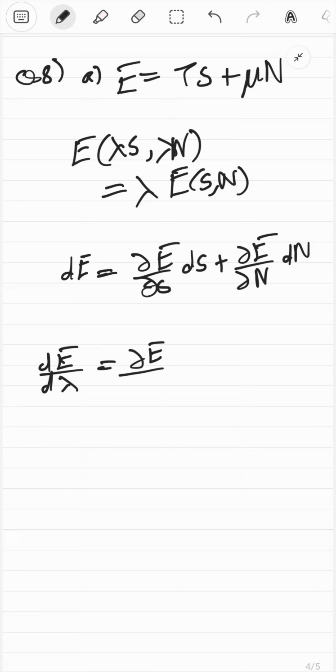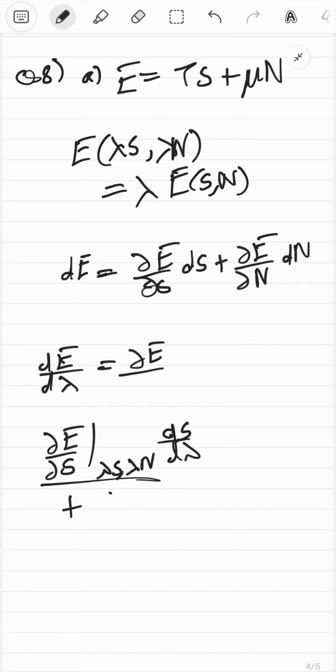Just think about it. That is lambda. It's a very different thing. Wait, the equation that you will be getting by differentiating with respect to lambda would essentially have partial E by partial S but evaluated at lambda S comma lambda N, right? Times, obviously, dS, but now it's dS upon d lambda. Okay, that's weird, because this whole thing actually changes, right? Oh wait, no, that's just the temperature.